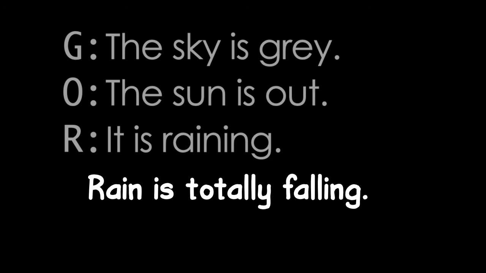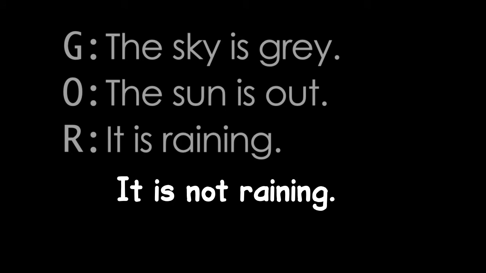Suppose we want to translate the sentence, "Rain is totally falling." If we introduced a new sentence letter, like F, then it would represent an independent fact from R. But we want R to represent the fact that it's raining. So instead, we just translate this sentence as R, even though it doesn't use exactly the same words as the sentence in the symbolization key. It's equivalent.